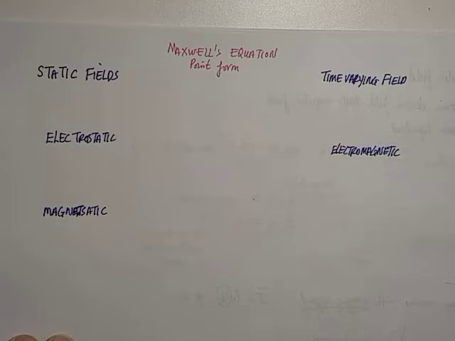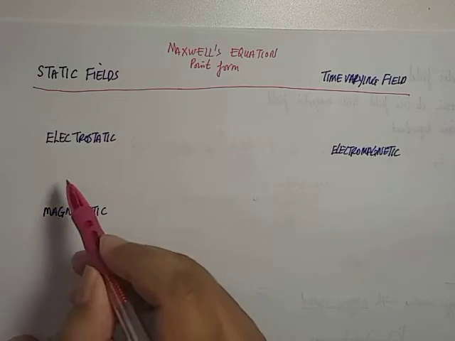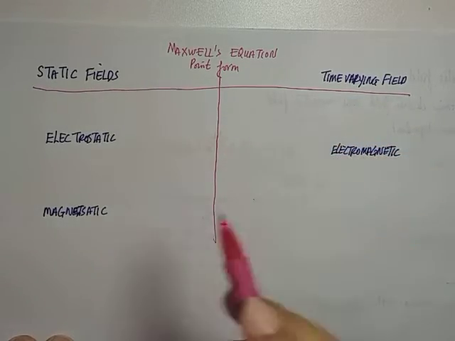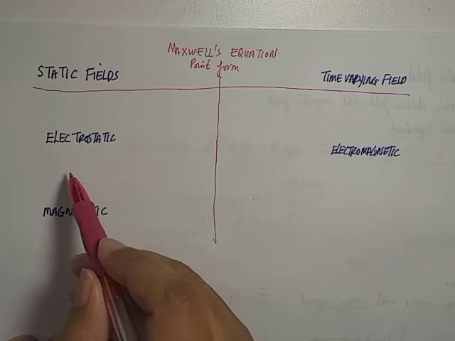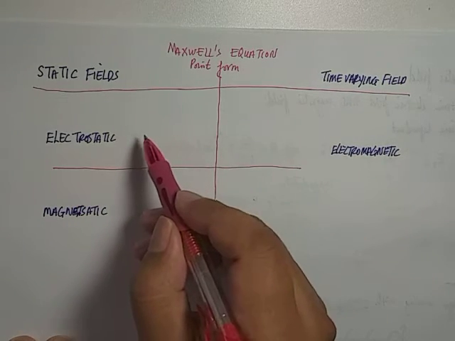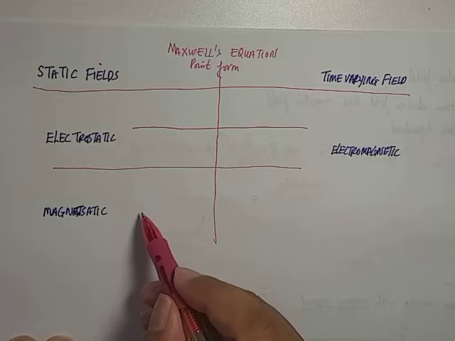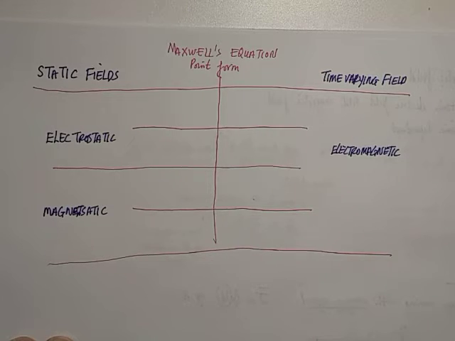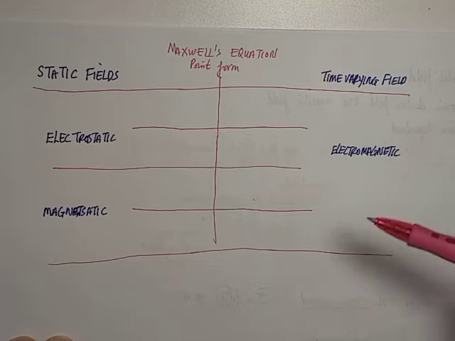So this is the table we're going to create now. I'm going to put a barrier segregating the static field from the time-varying field. Now we're going to use Maxwell equations. How many Maxwell equations are there in the world of electrostatic? There are two. And how many in the world of magnetostatic? There are also two. Therefore, this is going to be our table to link the things that we have learned before to what we're going to learn in the coming weeks.